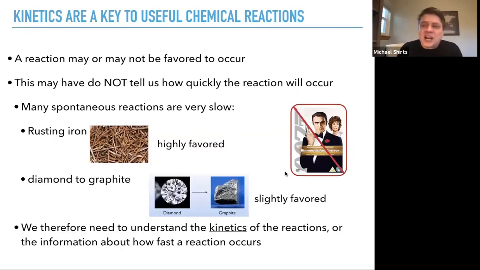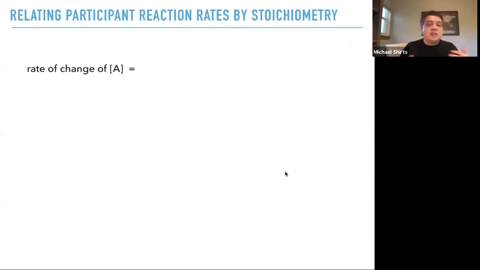So we therefore need to understand more about the kinetics of reactions, or the information about how fast reactions occur. All right, so the first thing we need to do whenever we're trying to understand something is describe it. First, we have to quantify what is going on. So usually we'll be interested in the rate of change of the concentration of A, where A could be a reactant, it could be a product, it's something that's involved in the reaction. So that's written, of course, as the amount of change in A divided by the amount of time that it occurs over. That's the rate of the change of A.